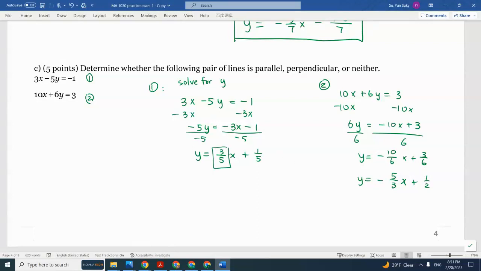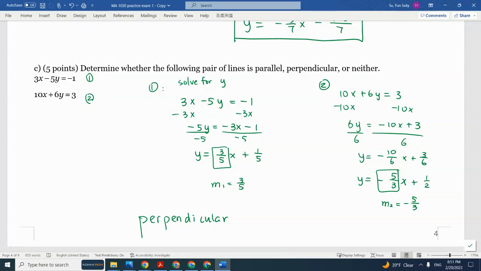And then look at the slope. You see the slope is 3 over 5. Here, the slope is negative 5/3. They are negative reciprocals. So therefore, those two lines are perpendicular. Okay, so this is part C. If you can understand part C, type C in the chat.